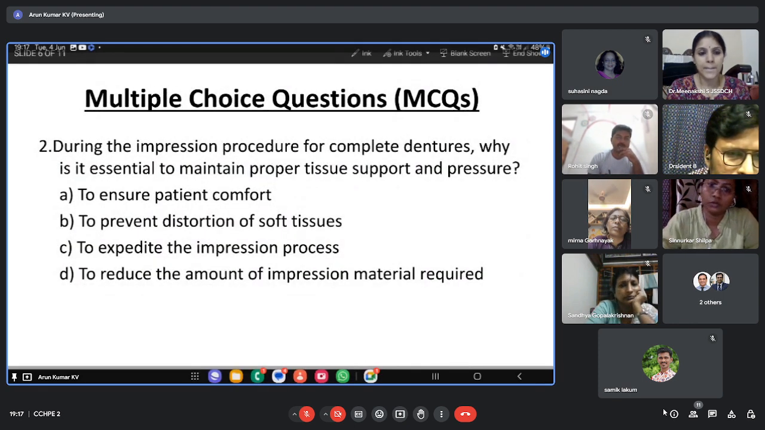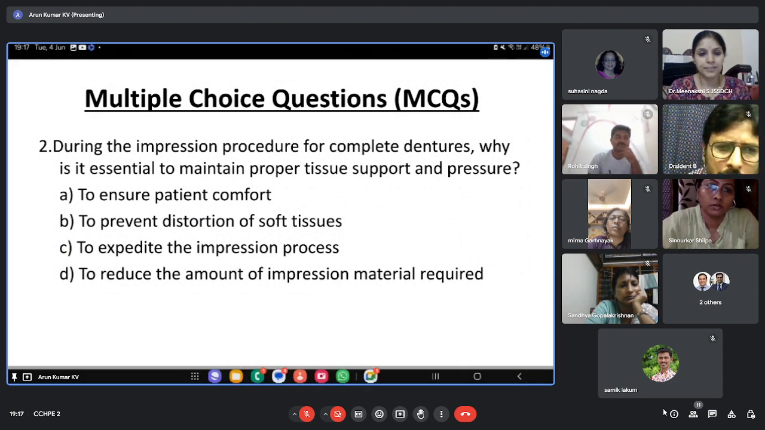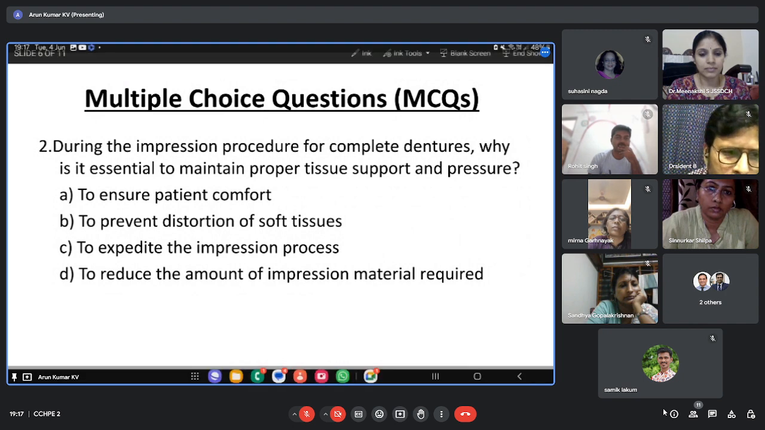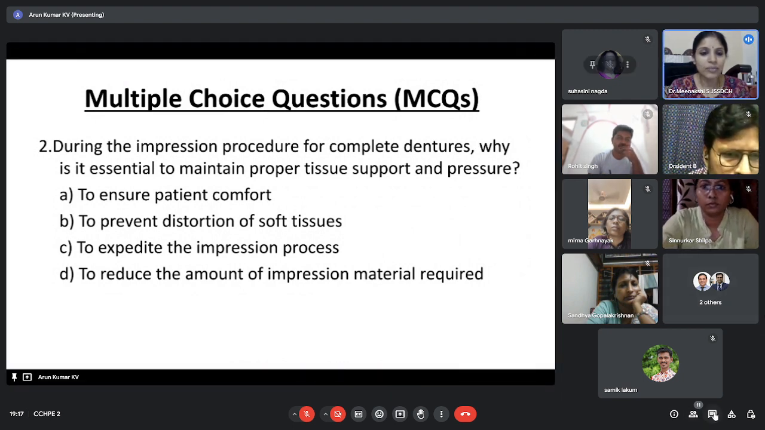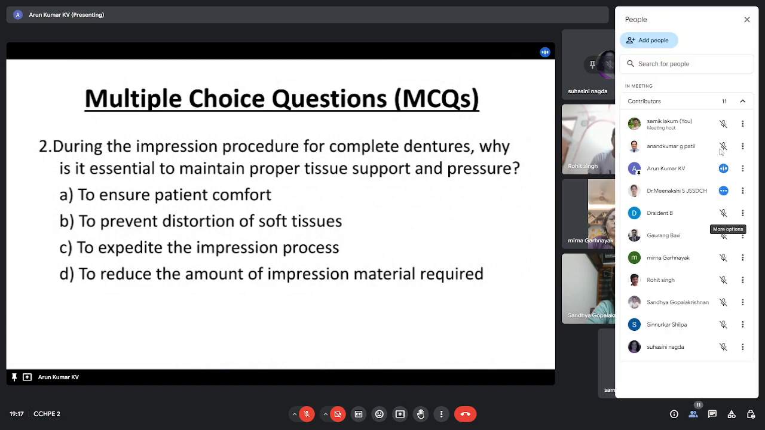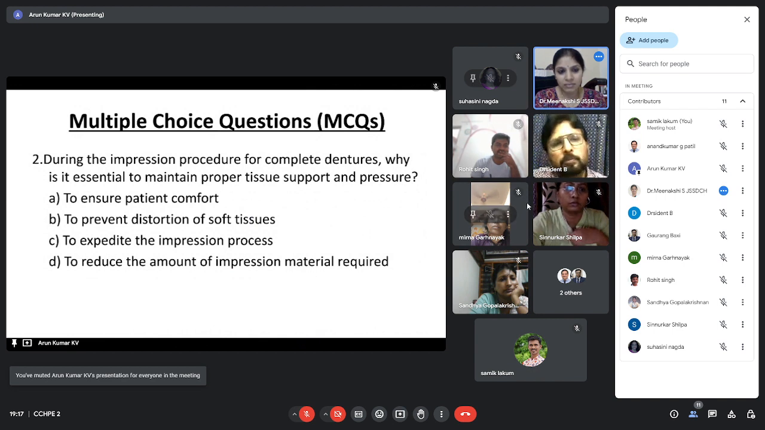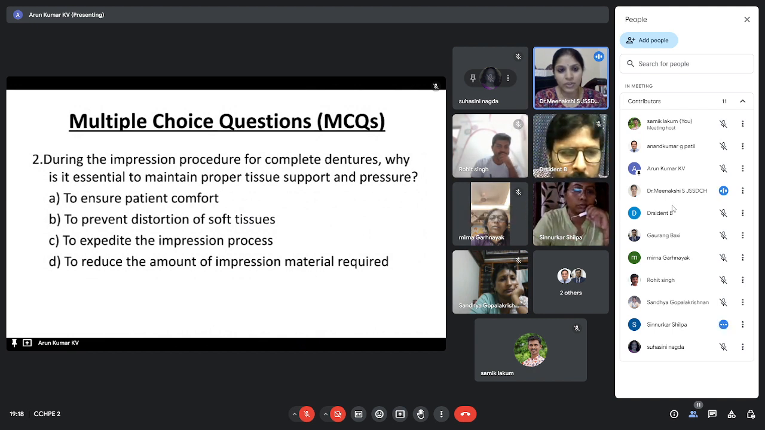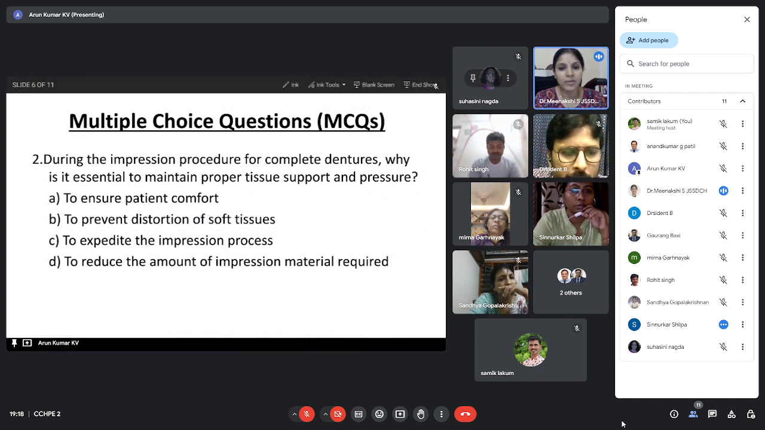Any suggestion on this? To expedite the impression process, I don't think students will be able to relate to that. Maybe we could change the option provided. The verb has to be changed. Yes, ma'am, the verb has to be changed. To expedite the impression process, probably they will not be able to understand that.